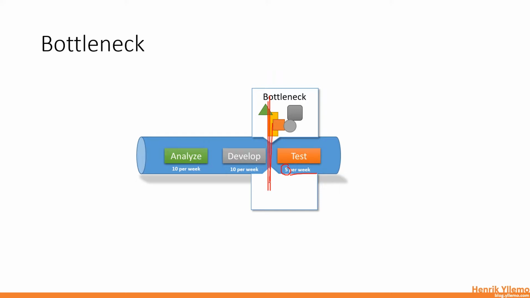It means that things are kind of piling up. So the thinnest part of the tube is actually the testing state. That means that the maximum throughput that we can have is 5 per week because of this limitation within the bottleneck. So this is the thing that we want to visualize within Kanban. Where do we have our bottlenecks?